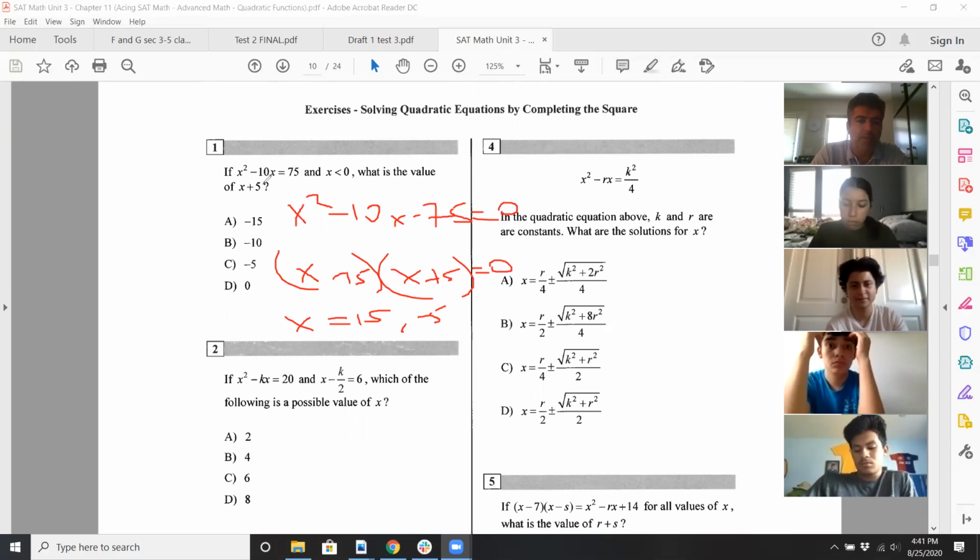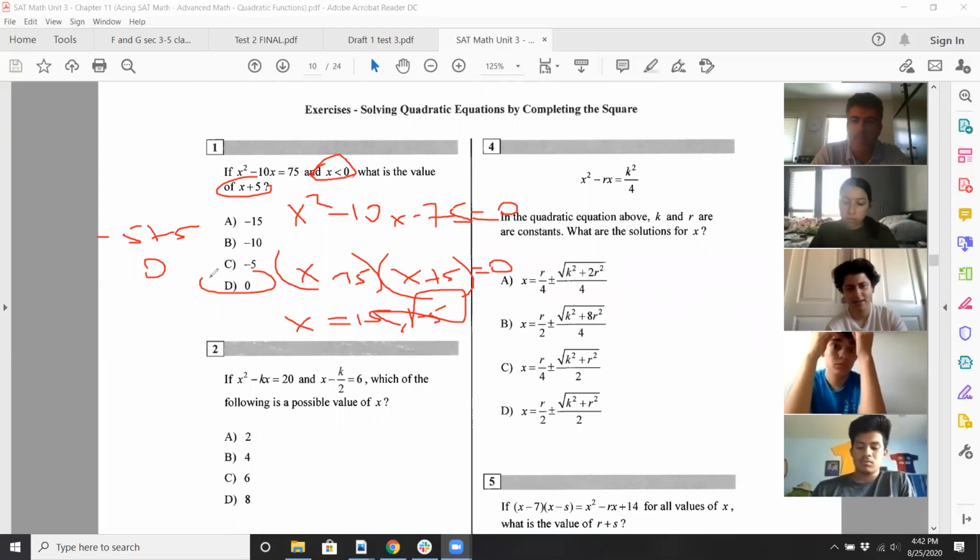But they want the value of x plus 5, which, well, oh, and x is less than 0. There we go. So obviously I'm going to go with this one here. And if I throw that in, negative 5 plus 5 is 0. So the answer is D as in dog.